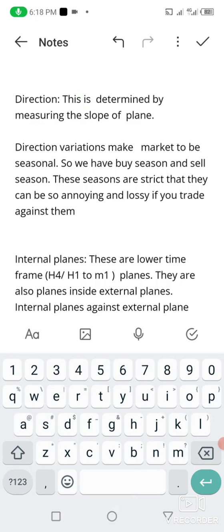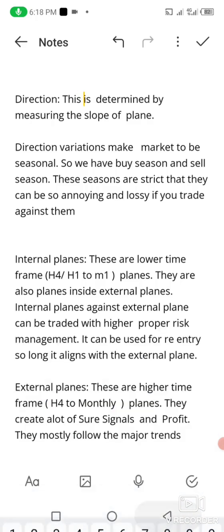So direction is determined by measuring the slope of the plane. Planes have boundaries. A plane is bounded by two straight lines that are parallel. Because they are parallel, the slopes of their boundaries are constant, meaning the slopes are the same. The slope of the upper boundary is equal to the slope of the lower boundary, because they are parallel.